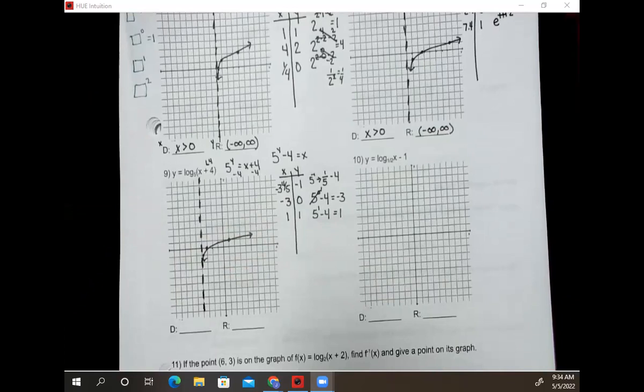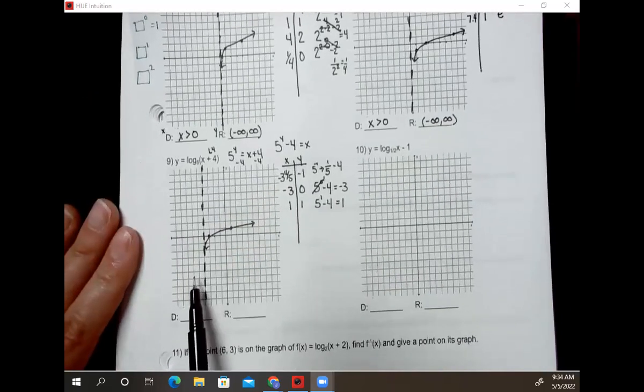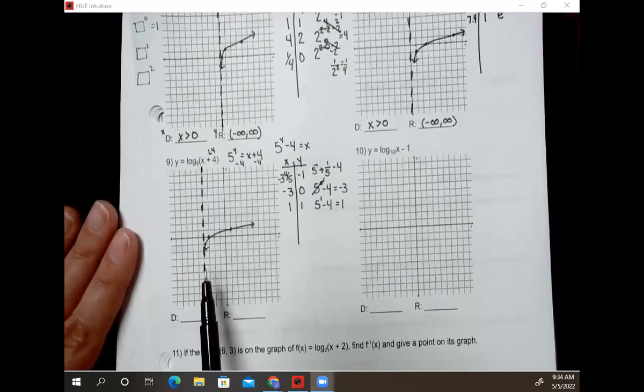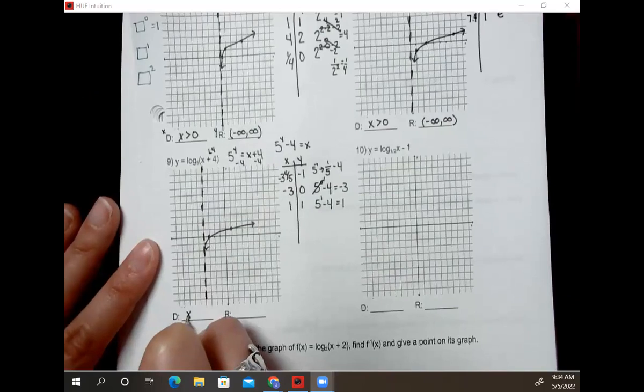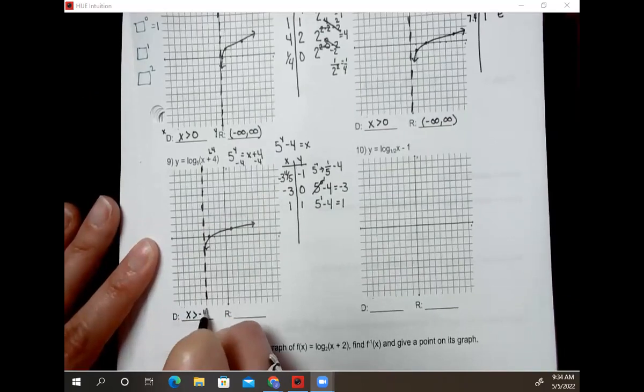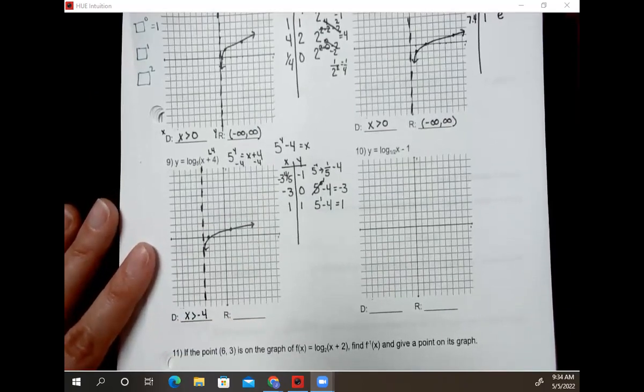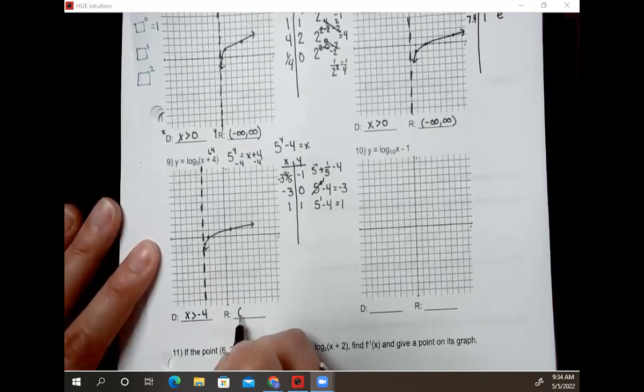My domain, again, is limited by my asymptote, but not to numbers greater than 0 this time. Since our asymptote shifted down to -4, we can have any x value that is greater than -4. Our range is still anything from -infinity to +infinity.